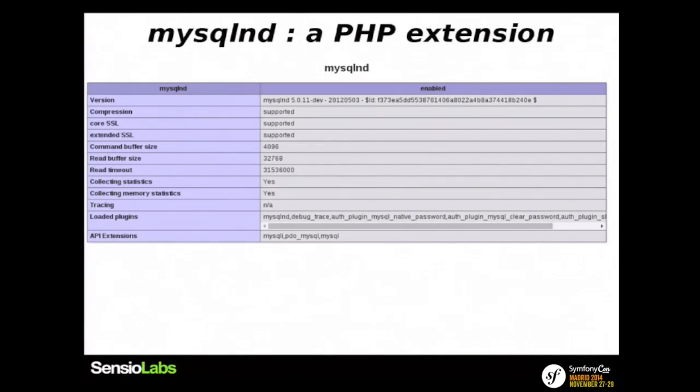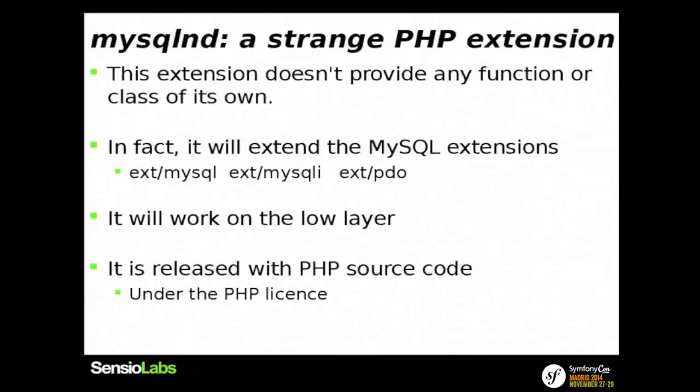This is a PHP extension, so it publishes some things in the PHP information. I will let you see that on your side. Okay, it's a strange PHP extension. Why is it strange? Because it does not provide PHP any new function, any new class. This is something an extension usually does. It publishes at least one function, one new constant, one new class, or several of them. It's not the case of MySQLnd. It will, in fact, extend the MySQL extension, for example.